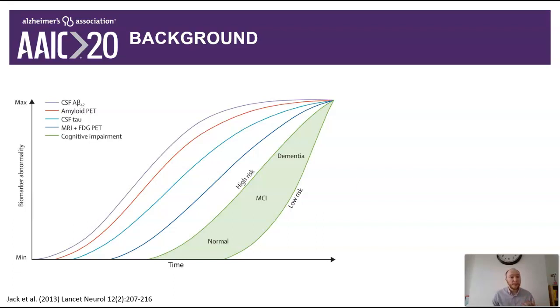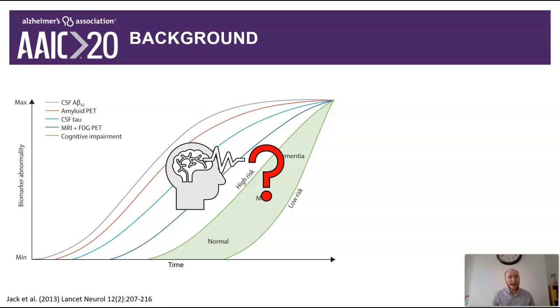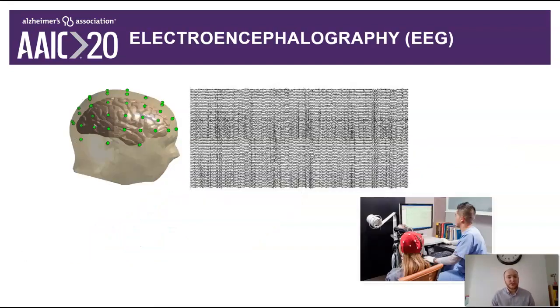One biomarker missing from the current clinical workup and missing from this graph, for example, is the brain activity, the brain dynamics. And so we wanted to ask, how does the brain function change in Alzheimer's disease? And can brain function be used to aid with early diagnosis of Alzheimer's disease? So to study these questions, we used electroencephalography, EEG.